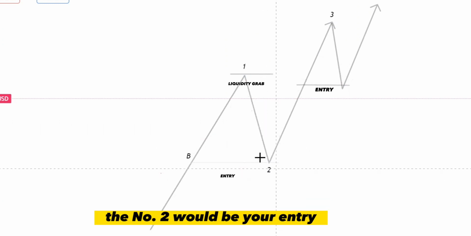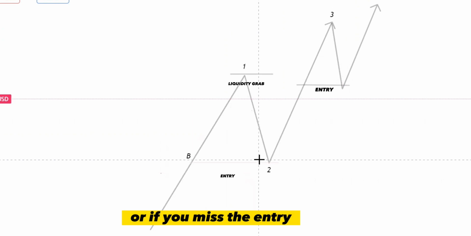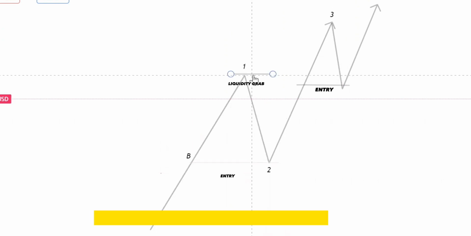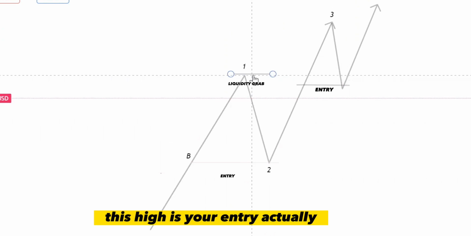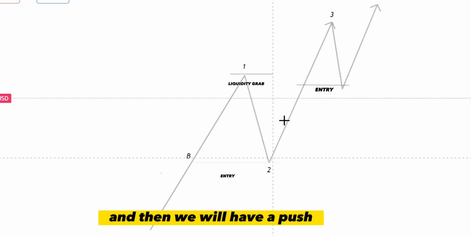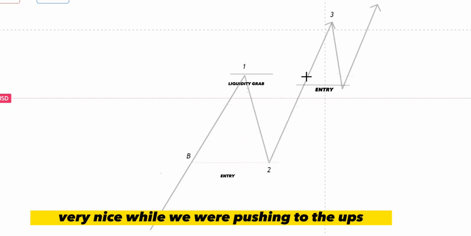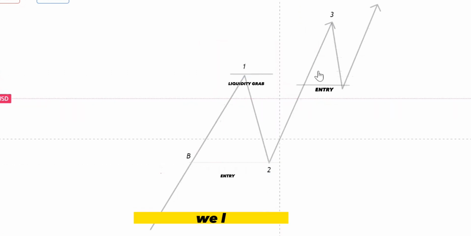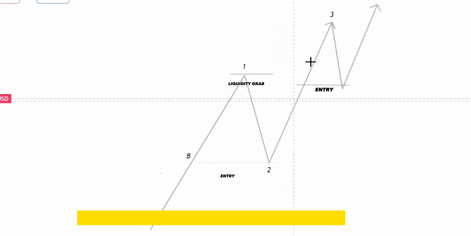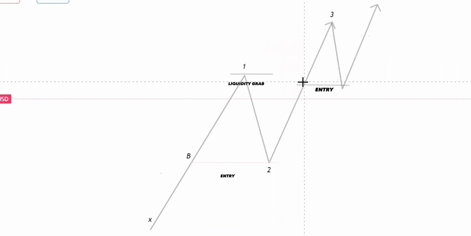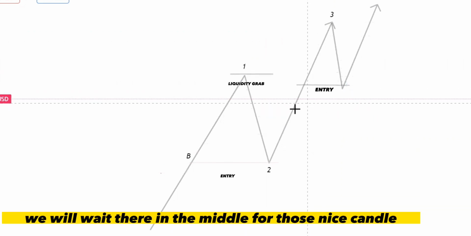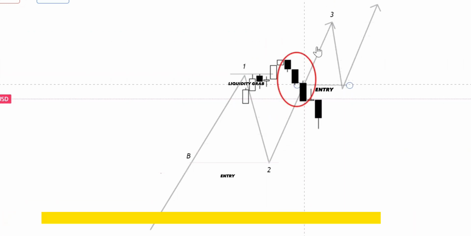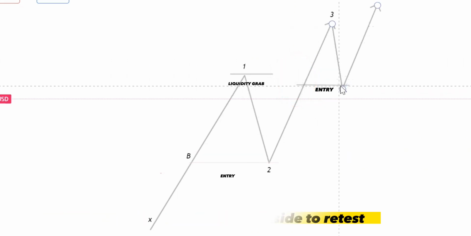Your number two would be your entry, or if you miss the entry, don't worry, because there is this high. This high is your entry for the push to the upside. And then we'll have a push, very nice. While we were pushing to the upside to take out this level, we left orders there. And we know that same thing. We will wait there in the middle for those nice candles, and then we come to the downside to retest.